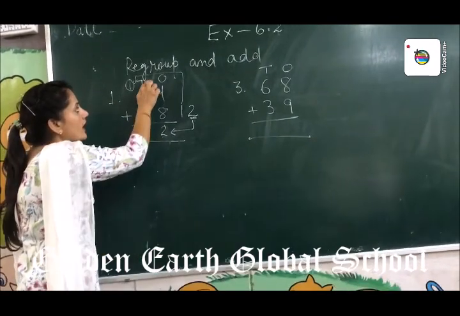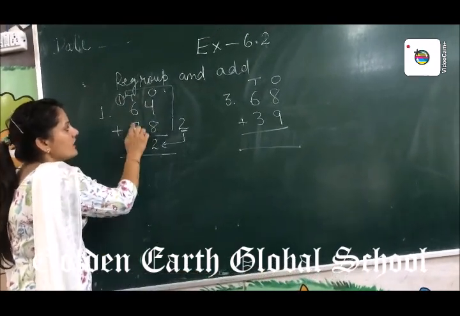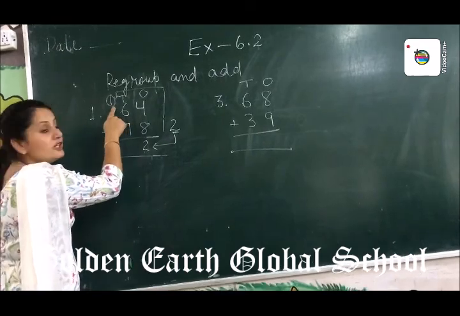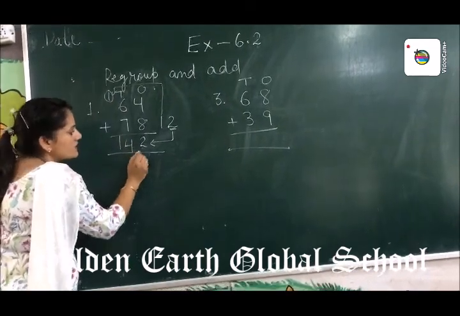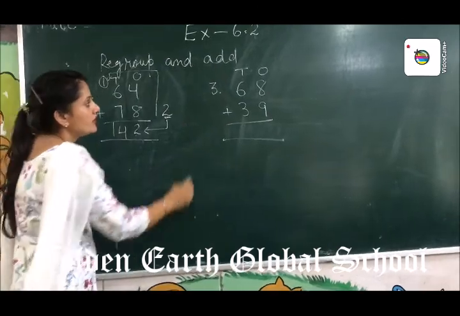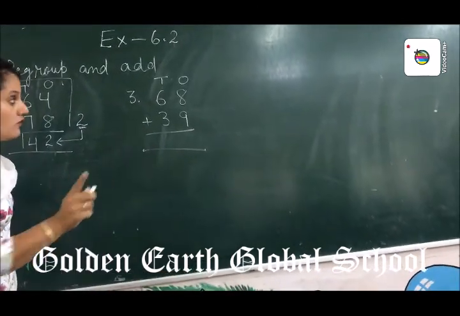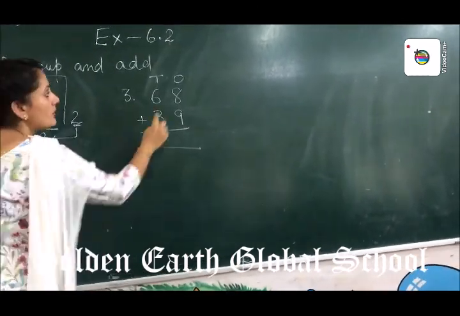Okay? Now add this tens column. 7 plus 6 is 13. 13 plus 1, what do we get? 14. So our answer is 142. Now second sum do yourself, and we will solve third sum.